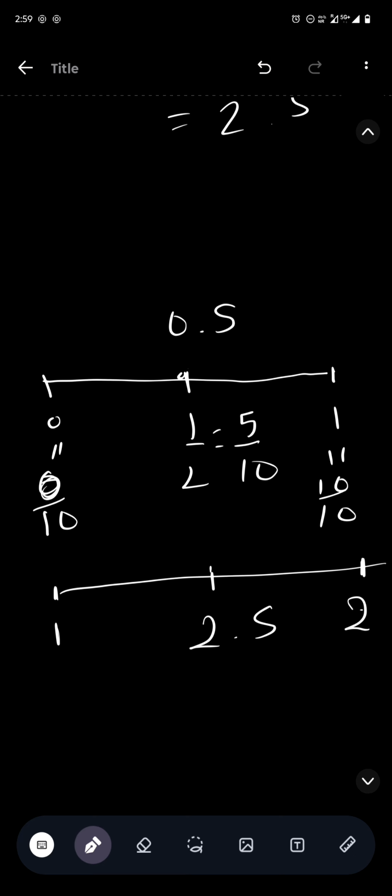So we see the relationship between decimals and fractions in this manner, and in the next video I'll try covering the table of 1 by 4.